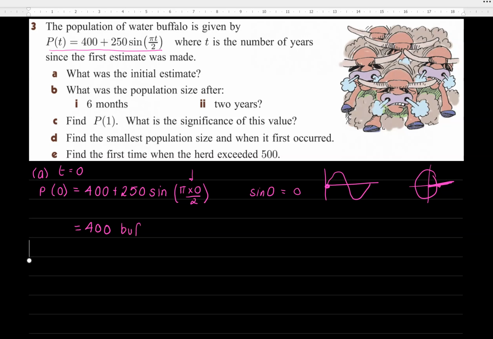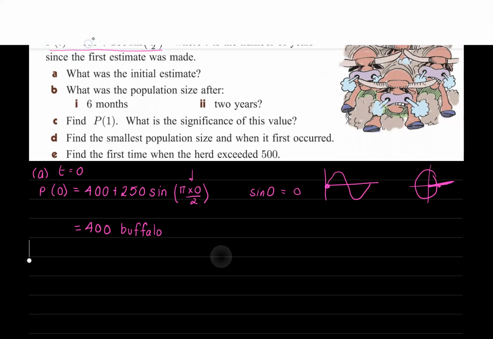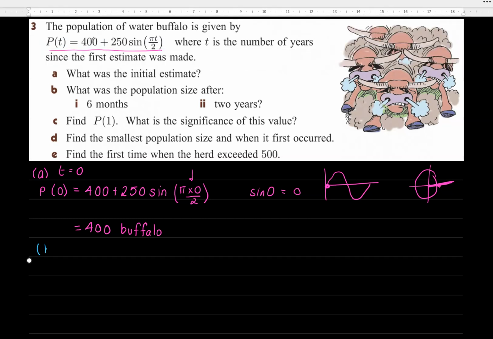Okay, so we've got 400. Let's make sure we're being pretty good here. Buffalo. Answer the question nicely. What was the population size after 6 months? Be careful here because, being a little bit sneaky, T is in years. So when we're saying 6 months, that means T is actually going to be 1/2.